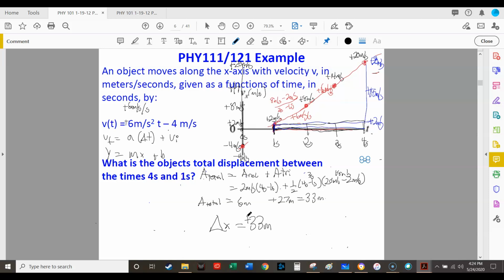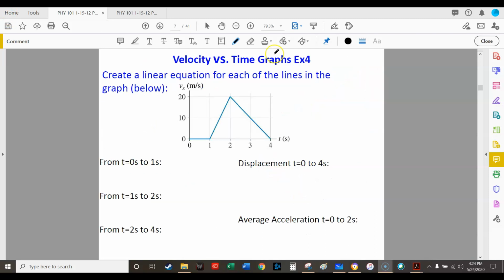But we don't know where it started out at. So that's kind of the problem with velocity versus time graphs if you're using it to get displacement. You just know how far its displacement was to the left or to the right, but you don't know exactly where it started out at. You just need that little bit of information. Well, now I want you to go ahead and apply that to this problem.